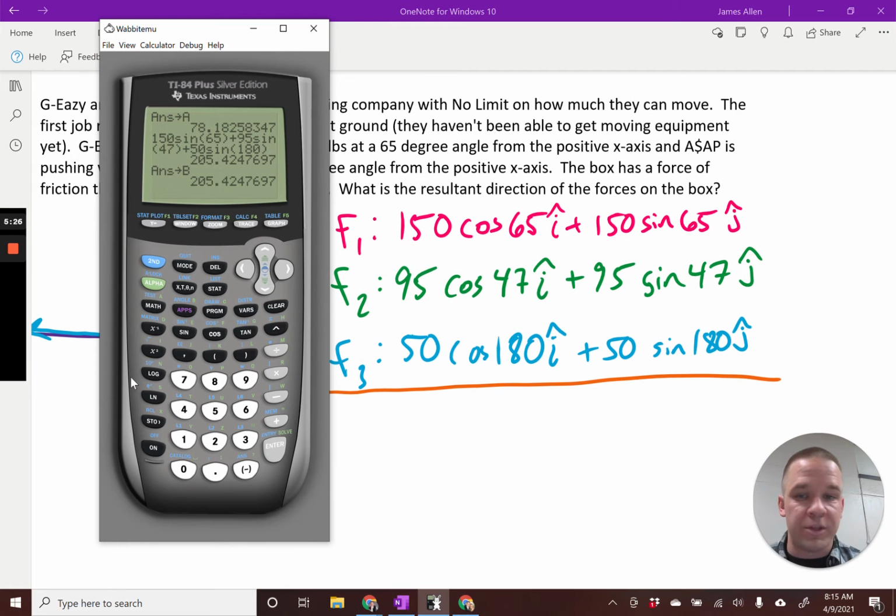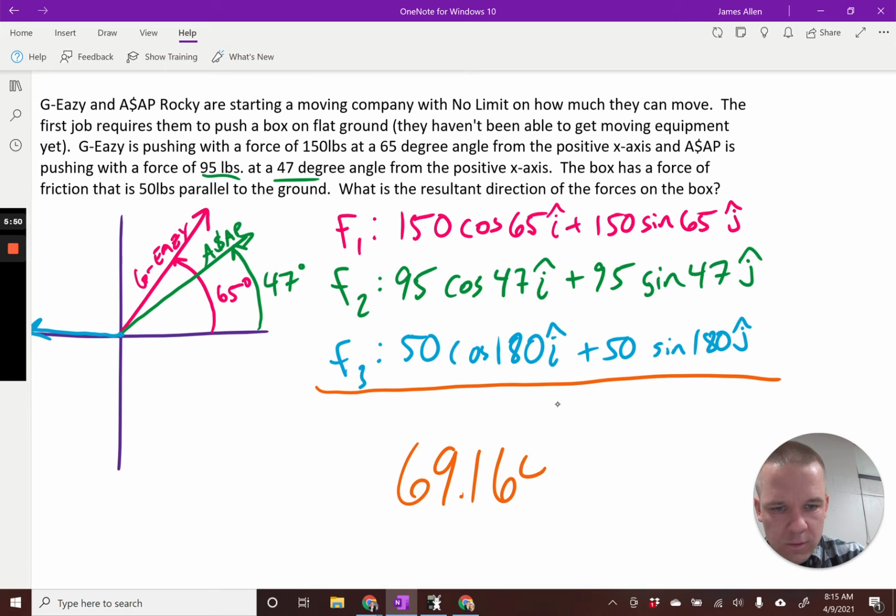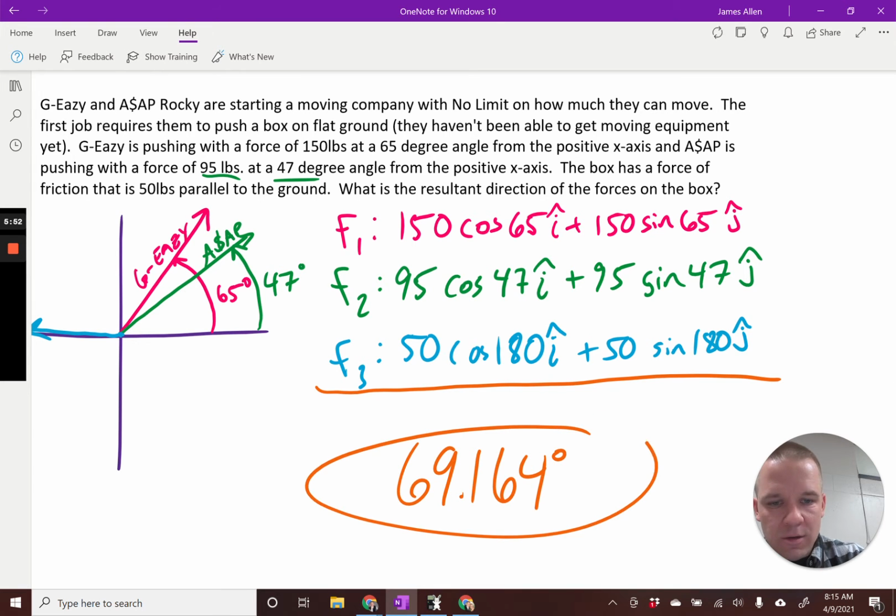So if I want to figure out what the direction is, well, I'm going to take the tangent inverse of my B, alpha B, over alpha A, right? Y over X. We get 69.164 if we do 3 decimal places. That is the resultant direction that we have going on for this one here.